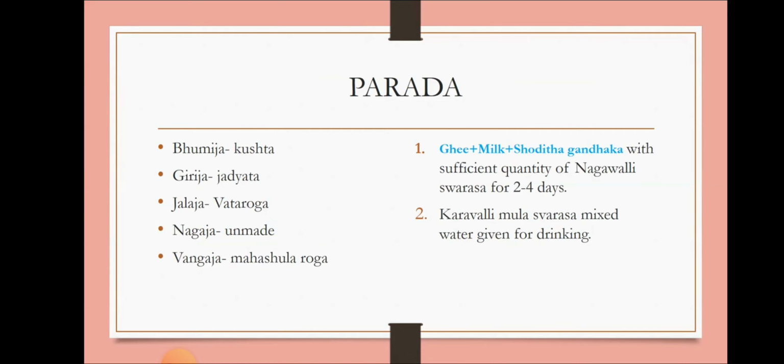Based on the dosha, specific diseases are also mentioned. Bhumija will cause Kushta, Girija causes Jaditva, and Jalaja, the Varija dosha, will cause Vata Roga, Naga dosha will cause Unmada, and Vanga dosha will cause Mahashula Roga.